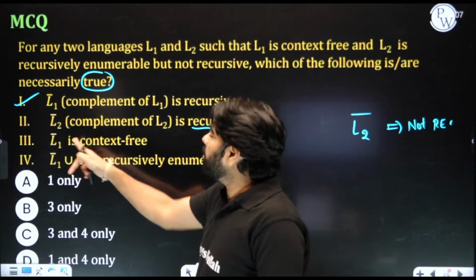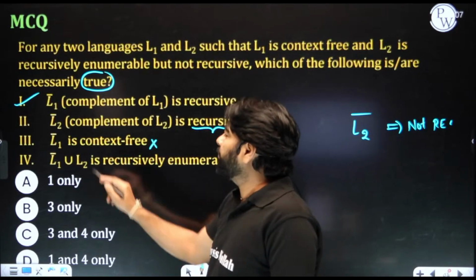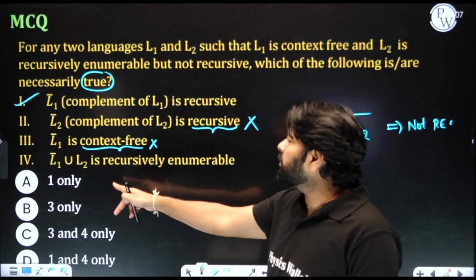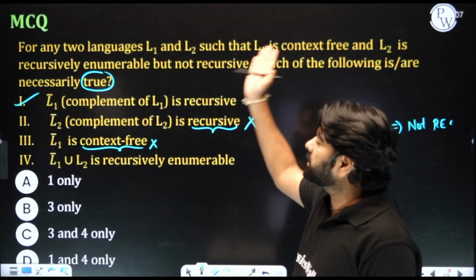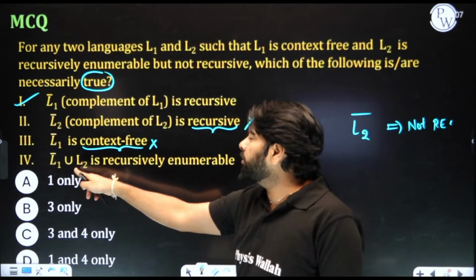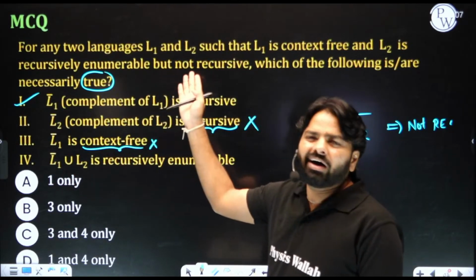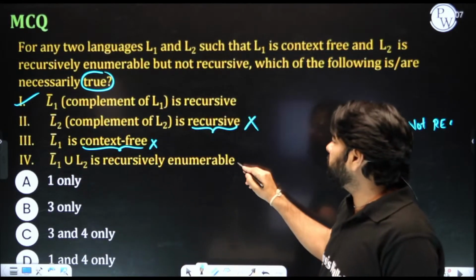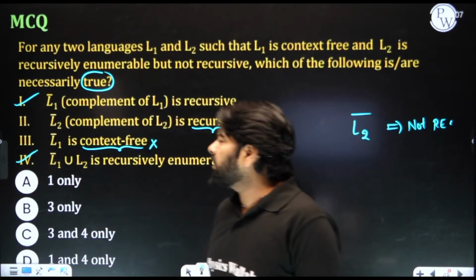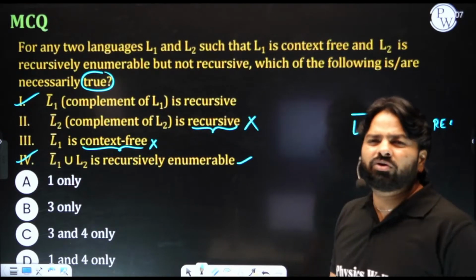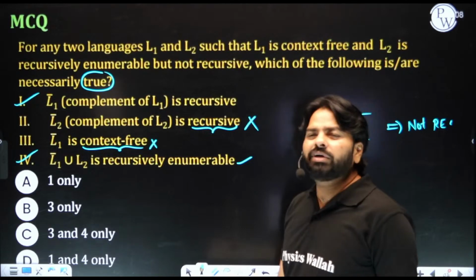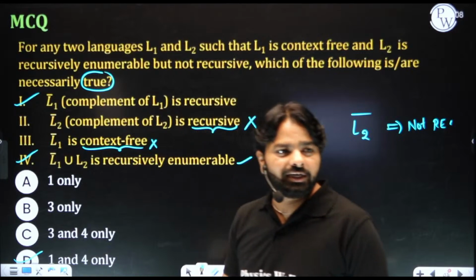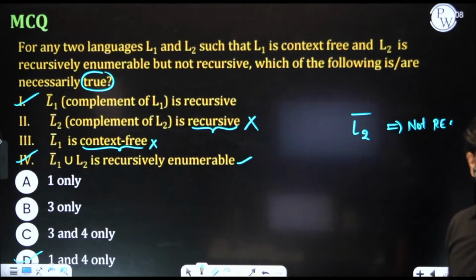Okay, L1 complement is context free is wrong because it should be context sensitive. L1 complement union L2: L1 complement, you got, since the context free complement is context sensitive, union L2. L2 is already RE but not recursive. So both you can assume RE, you get RE always. So this statement is true. Context sensitive union RE but not recursive, both will have a Turing machine, so you can prove that the union will have a Turing machine. So 1 and 4, that's going to be option D. Option D, yes. Option D, correct, Sima. Sham, right.